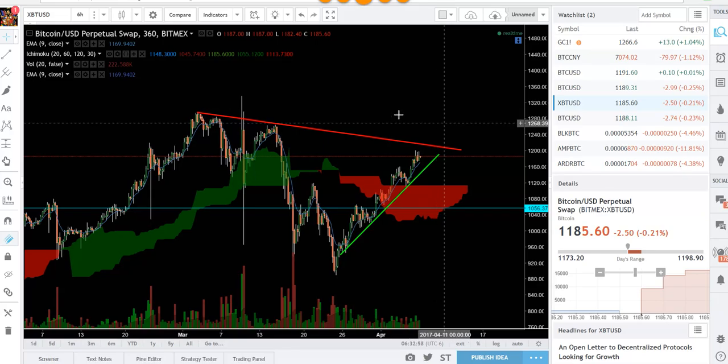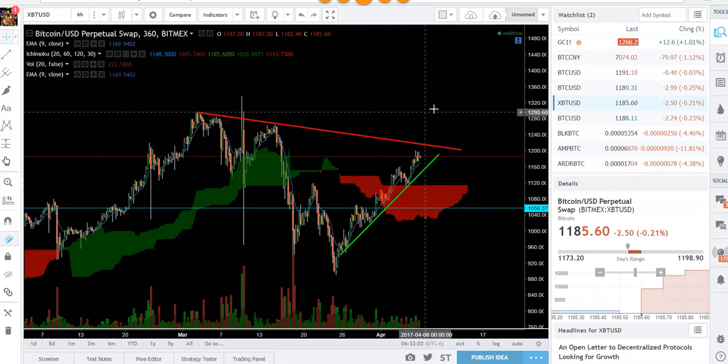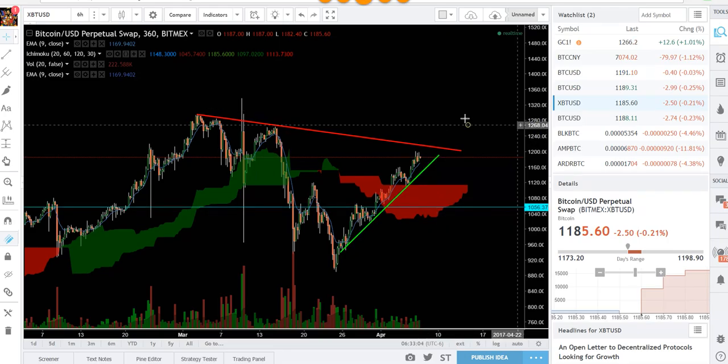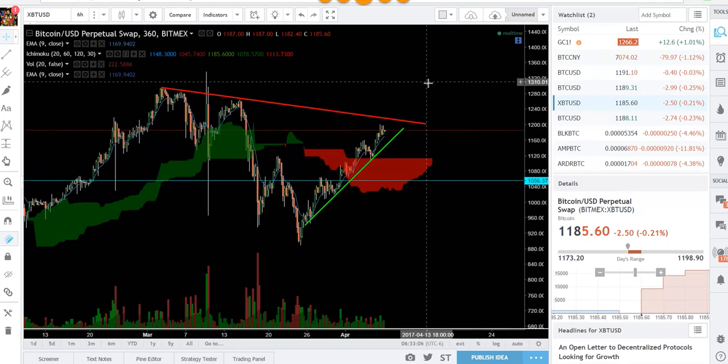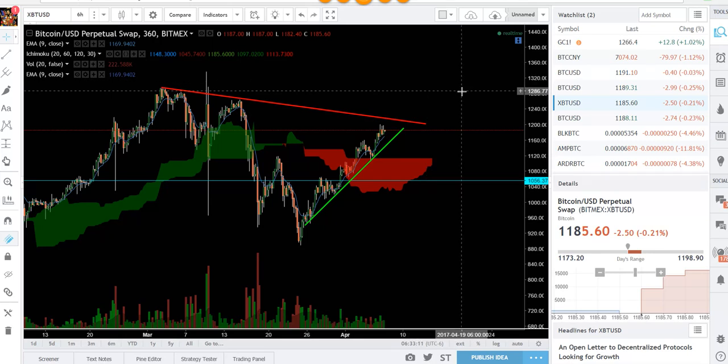And we use Fibonacci along the way for our entry points and our targets to map that out as we go. And then we use things like oscillating indicators to give us confluence of strength and how the market may be reacting in that time frame.